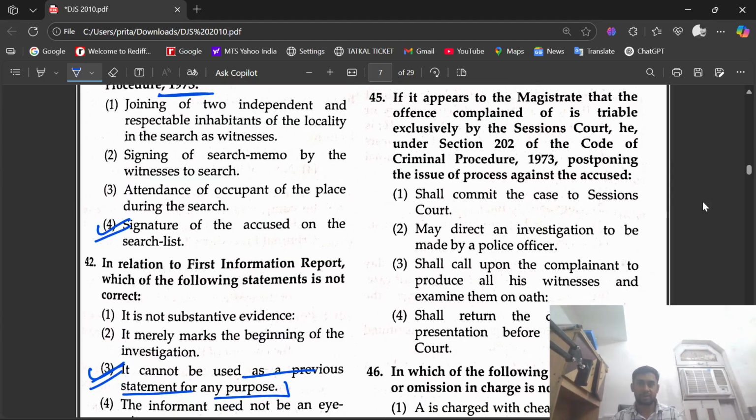If it appears to the magistrate that the offence complained of is triable exclusively by the sessions court, he under section 202 of the Code of Criminal Procedure 1973, postponing the issue of process against the accused, third, shall call upon the complainant to produce all his witnesses and examine them on oath. Let me read this question one more time because I didn't get this. Question number 45 says, if it appears to the magistrate that the offence complained of is triable exclusively by the sessions court, he under section 202 of the Code of Criminal Procedure 1973, postponing the issue of process against the accused, shall call upon the complainant to produce all his witnesses and examine them on oath.